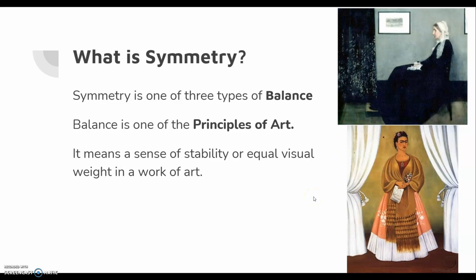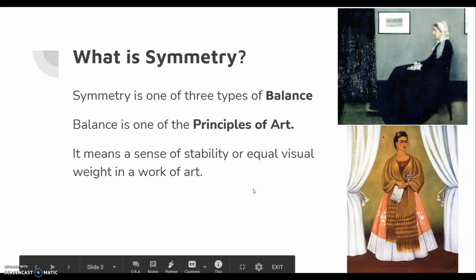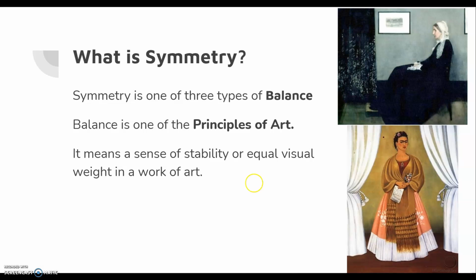Okay, so symmetry is one of the three types of balance. Balance is one of our principles of art, so something that everything must have if it is a work of art. And it means a sense of stability or equal visual weight in a work of art. So that doesn't necessarily mean that it has to be the same on both sides to be balanced.